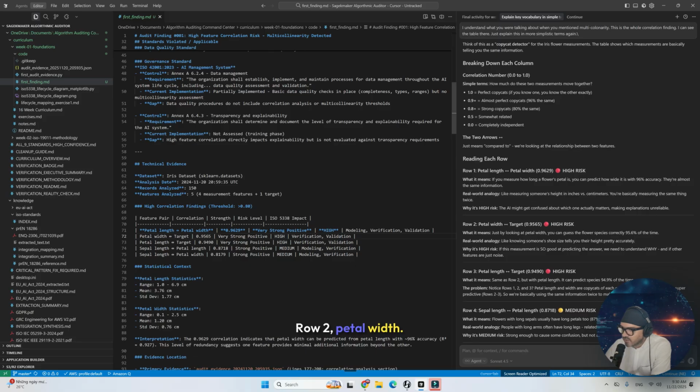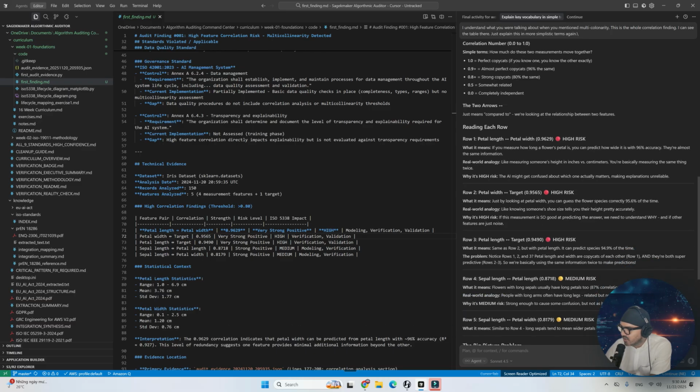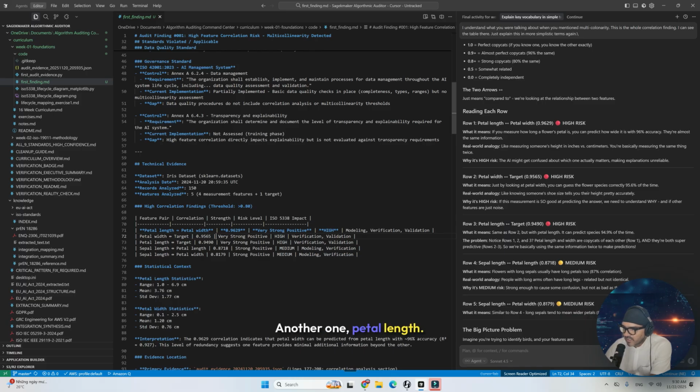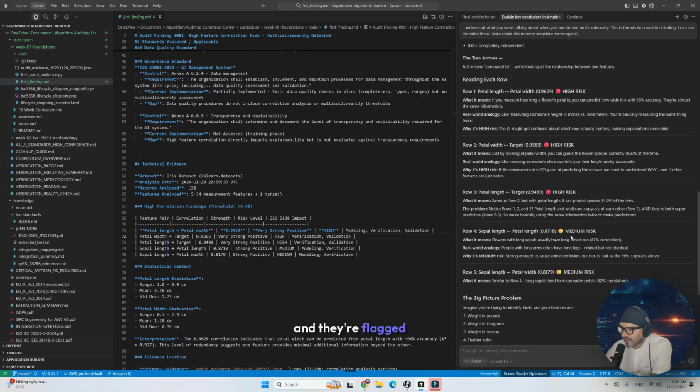Row 2, petal width, 0.9565. High risk. What it means: just by looking at the width, you can guess the flower species correctly. Like knowing someone's shoe size tells you their height pretty accurately. Why it's high risk: if this measurement is so good at predicting the answer, we need to understand why, and if the other features are just noise. Another one, petal length. Again, similar. And then we've got the sepal ones, which are a bit less, and they're flagged as medium risk.